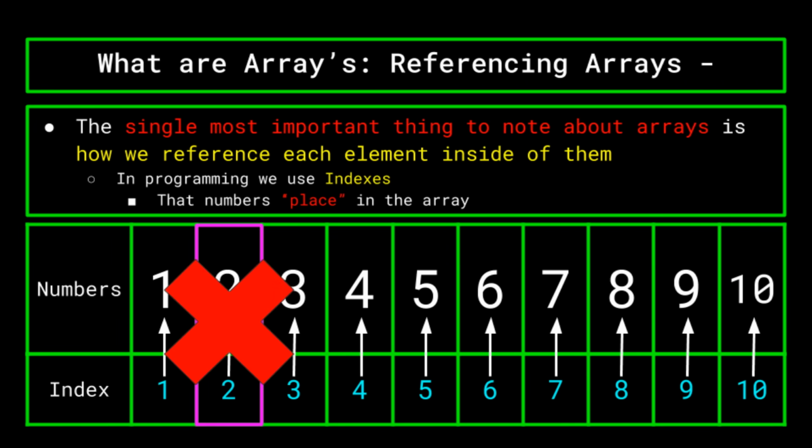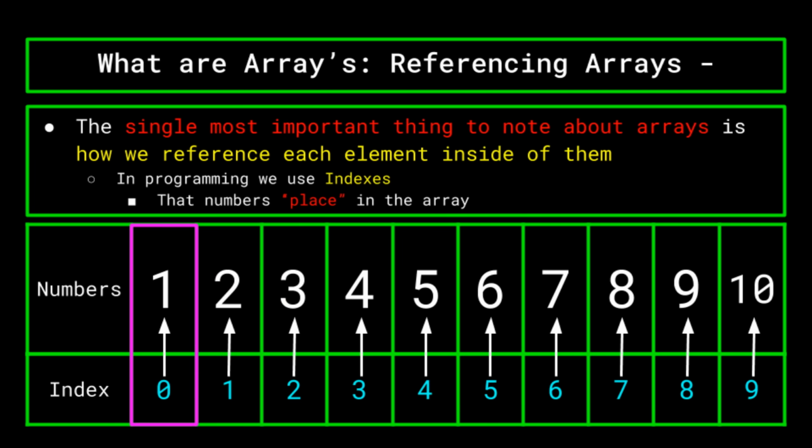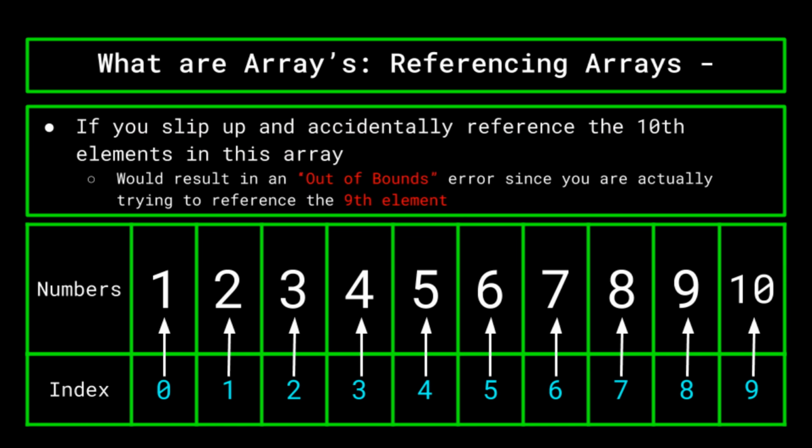In computer science, programming languages refer to the first cell as the 0th element in the array. This means that if we were talking about our array of numbers we just made, the number 4 would actually be in the third index, 5 would be in the fourth, and so on. So instead of starting our count from 1, we start from 0. It's extremely weird and confusing, but it's one of those programming quirks you're going to have to memorize and commit to memory. If you were to not follow this nomenclature and refer to the last element in this array as the 10th, you get what is referred to as an array out of bounds error, since you're trying to reference the 10th element, but there is no 10th element. What you're actually trying to do is reference the 9th element.